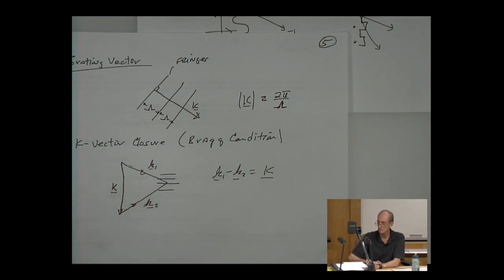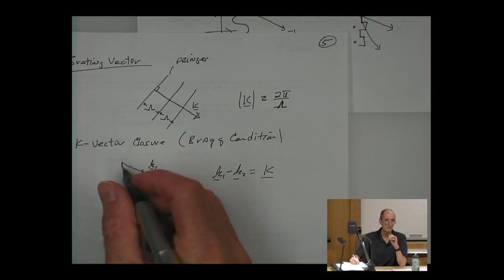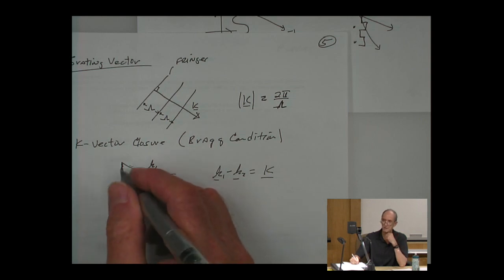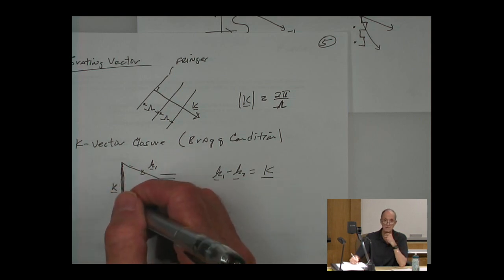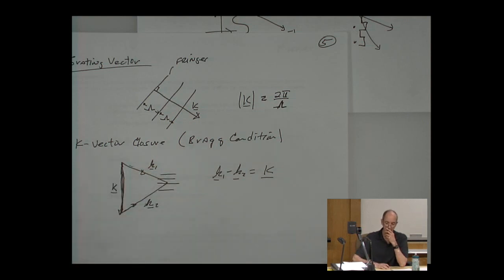Now you might say, okay, is it k1 minus k2 or k2 minus k1? It doesn't matter. We're really looking at the closure of that vector relationship. The K vector can point down, it could point up, but it has to lie in the same direction. It's really of no consequence whether we have that vector going up or down. What matters is the orientation of it. And as we'll see, this is going to be a very important relationship.